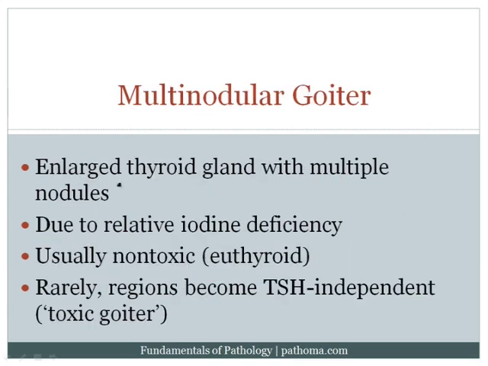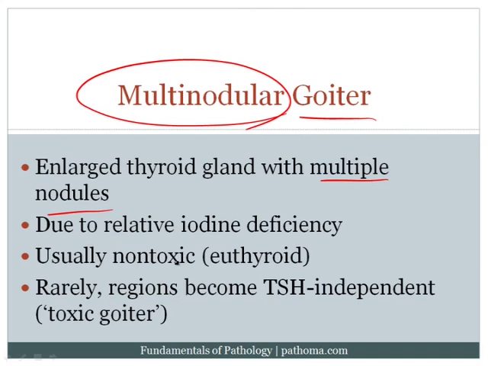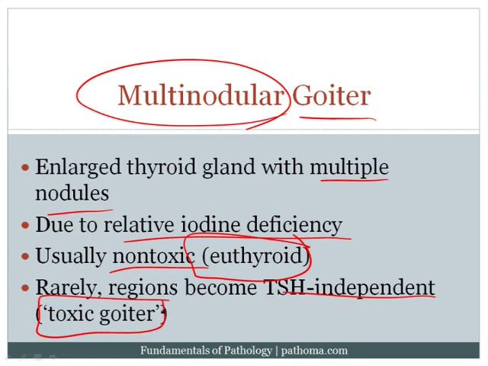Multinodular goiter is an enlarged thyroid gland with multiple nodules. Again, the goiter refers to an enlarged thyroid gland, and the multinodular means that you've got multiple nodules. It's due to a relative iodine deficiency. For example, some foods can induce an iodine deficiency, etc., which then creates a focal nodular goiter within the thyroid gland. This is usually non-toxic, meaning that the patients are euthyroid. However, regions can rarely become TSH independent, especially on board exams, and that would then result in something called a toxic goiter, where the thyroid gland begins to secrete excess thyroid hormone, but not under the control of TSH.